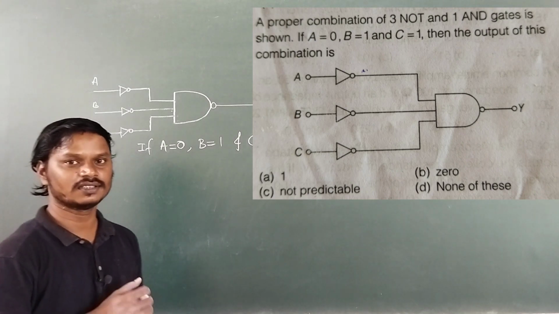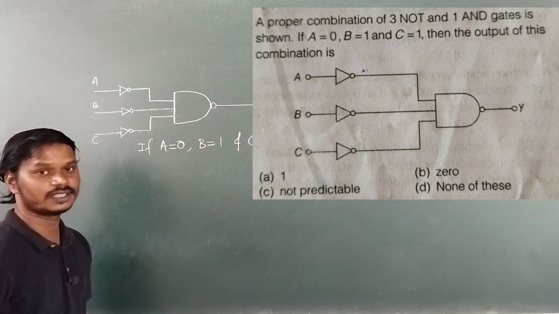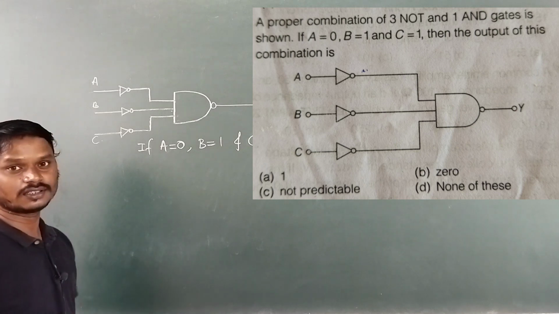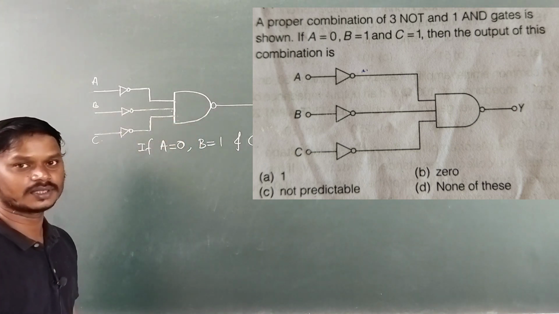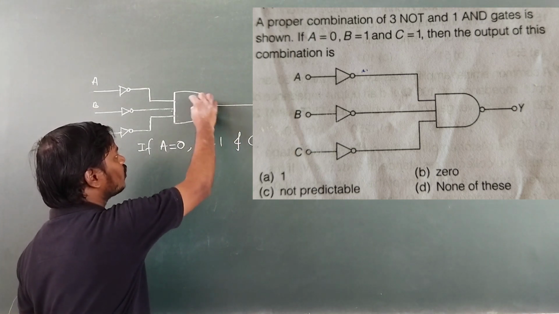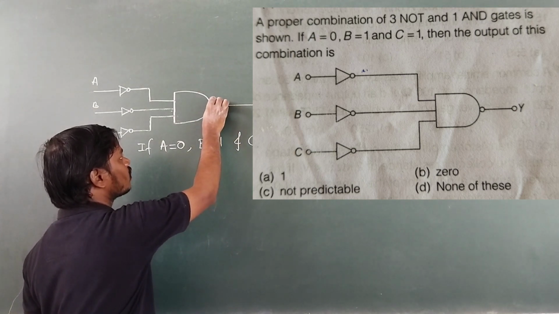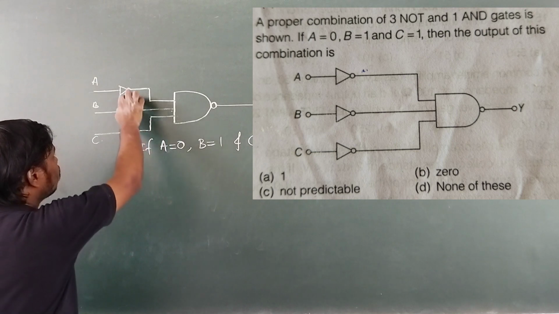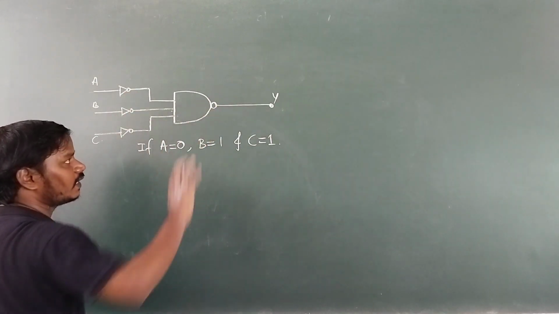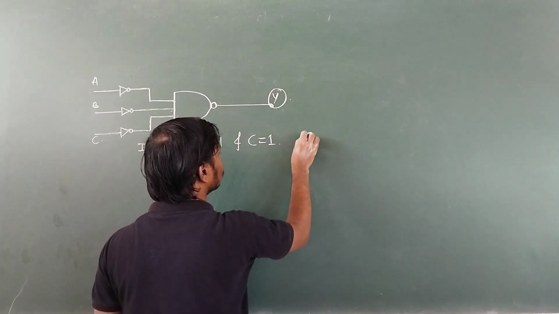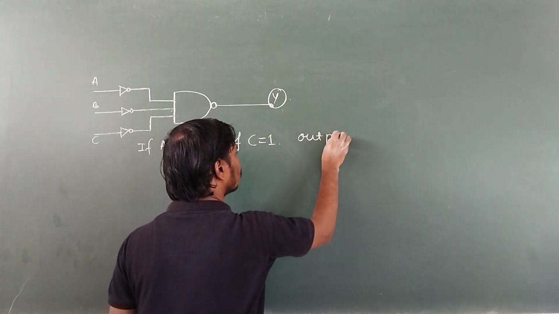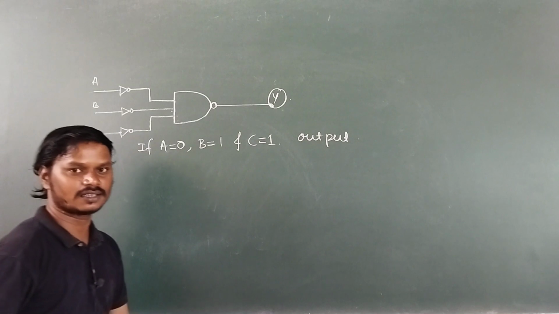So, next question. In the given combination of gates, there are how many NOT gates? 3 NOT gates and 1 NAND gate, because a NOT gate connected to an AND gate can be represented by this circle. Okay, 3 NOT gates and 1 NAND gate. Then what is our aim? Our aim is to find the output. So listen here, how to solve this one.